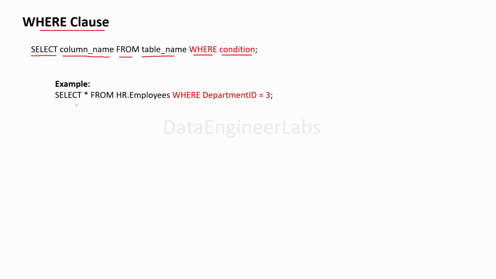For example, in this current statement, we are asking SQL Server to return all the employees where department ID equals 3. Now SQL Server will check each record, and only the records that satisfy our condition will be included in the result. So remember this simple idea: the select decides what columns we want, and the where decides which rows we want. Now that we understand the where clause, let's see the different operators which we can use to build the condition.